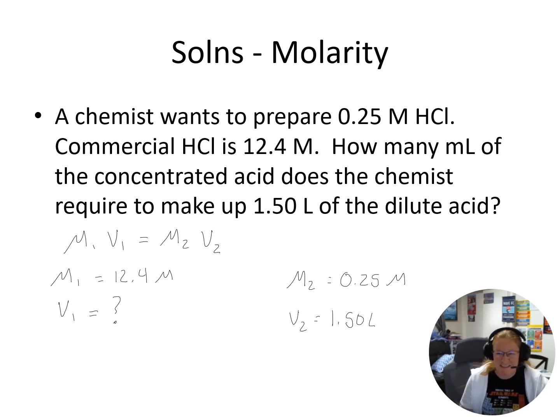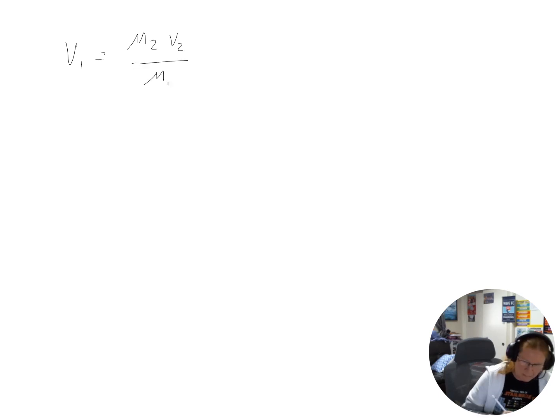And then all that's left is just to rearrange to solve for the variable with a question mark next to it, which happens to be V1. I'm going to go ahead and switch to another slide and give myself more room to write. Okay, so we're going to rearrange. V1 is going to be equal to M2V2 over M1. Okay? Pretty simple at this point. Now we're just going to plug it all in.